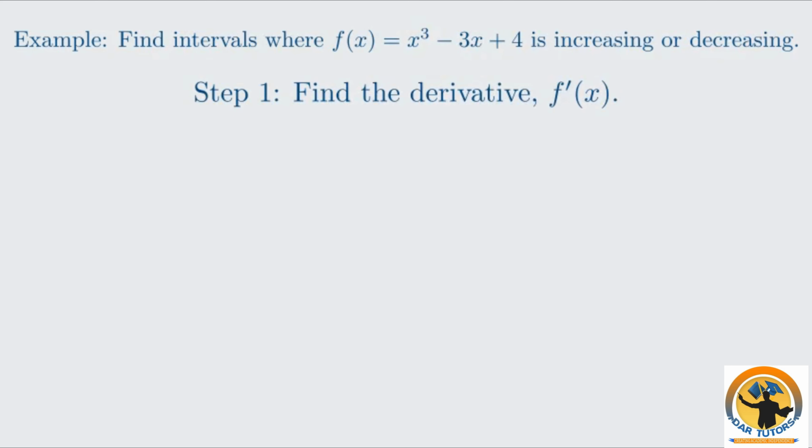Let's find the intervals where the function f of x equals x cubed minus 3x plus 4 is increasing or decreasing. Our first step is to find the derivative, f prime of x. Using the power rule, the derivative of x cubed is 3x squared, and the derivative of negative 3x is negative 3. The derivative of the constant 4 is 0. Easy.